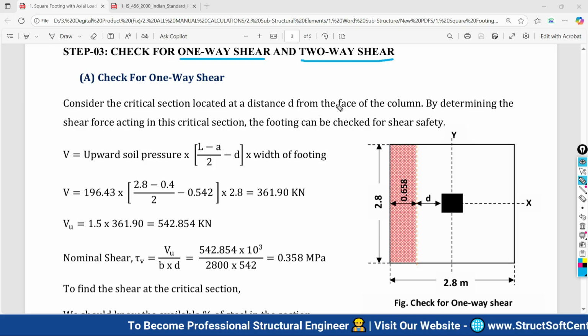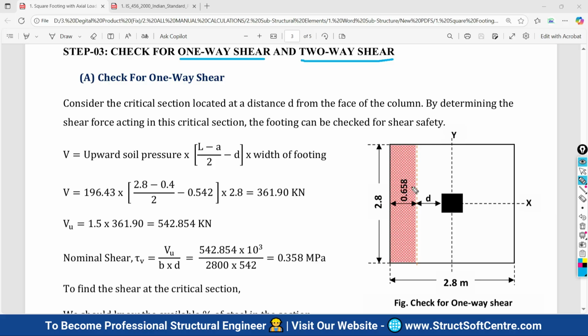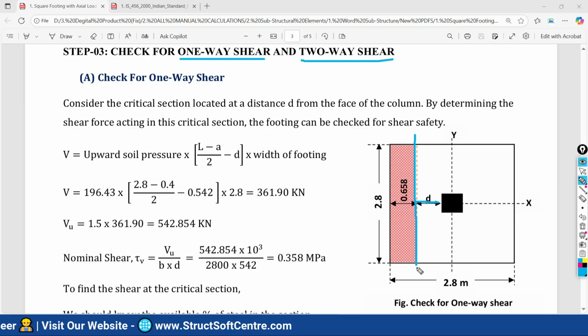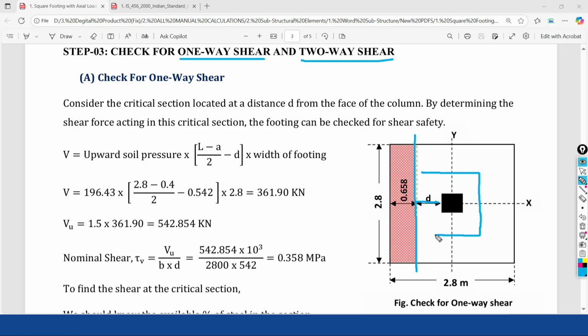So for that reason we have to consider the critical section at a distance of d from the face of your column. So this is the section we are going to consider for the case of one way shear, and for the case of two way shear we are considering the shear at a distance of d by 2 from the face of the column, around all the sides of your column.